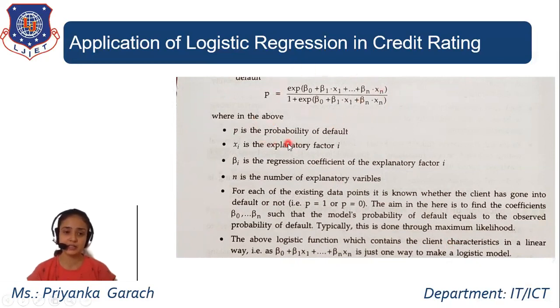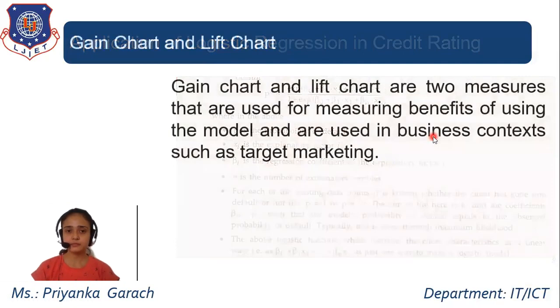So what is P? It is the probability of default, where Xi is the explanatory factor i. It means my different attributes in my data set. That is my X attribute, that is my explanatory variable. And beta is my regression coefficient of the explanatory factor i. And N is my number of explanatory variables. So in the credit rating application, you can find out the probability of default, that is the good ones and the bad ones, by using this particular formula.